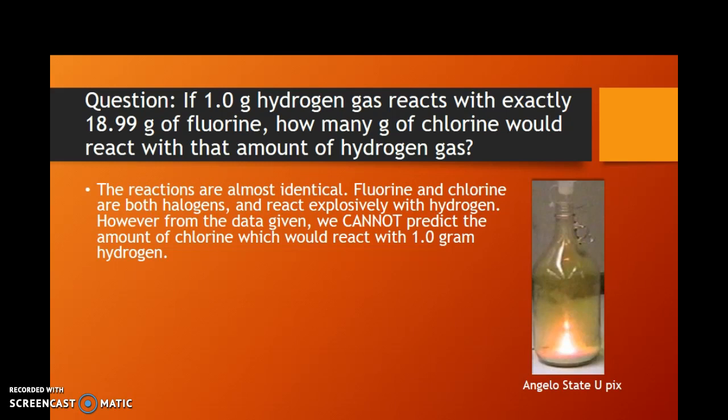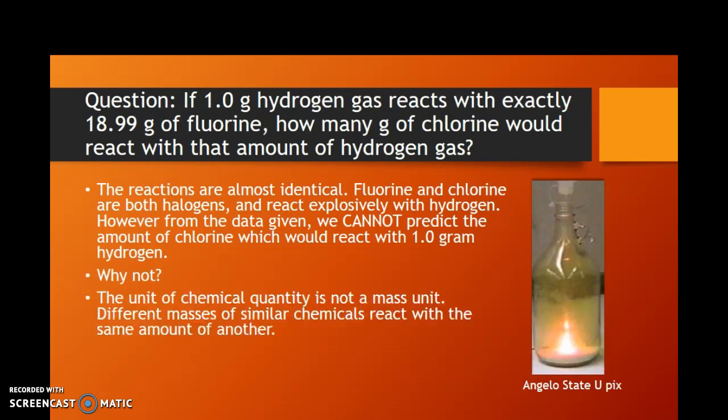But from the data we're giving here, and only this data, we could not predict the amount of chlorine which would react with 1.0 gram of hydrogen, even if we know how much fluorine will react. Why not? The unit of chemical quantity is not a mass unit. Different masses of different but similar chemicals will react with the same amount of another chemical.